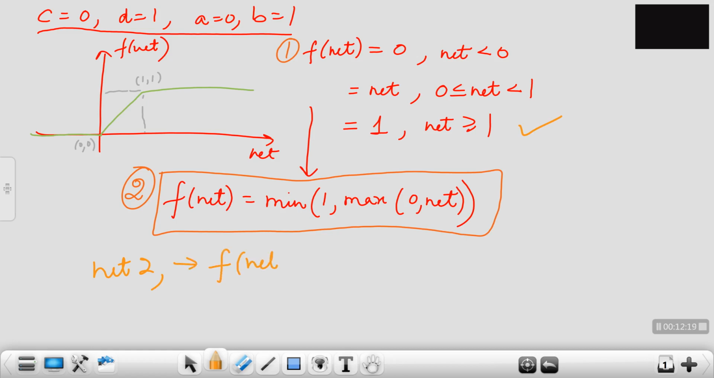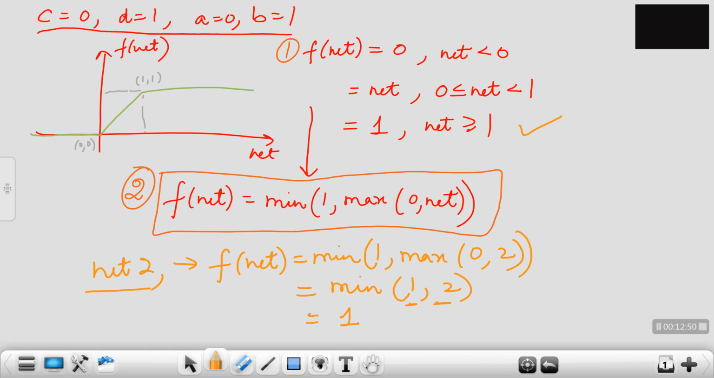How we check is that, what will be f of net? It is minimum of 1 comma maximum of 0 comma 2. That is net. So what is the maximum value between 0 and 2? Maximum value is 2, right? So this will become minimum of 1 comma 2. Now, what is the minimum value out of this 1 and 2? Minimum value is 1. So, when net is equal to 2, f of net is equal to 1. So the equation is correct.